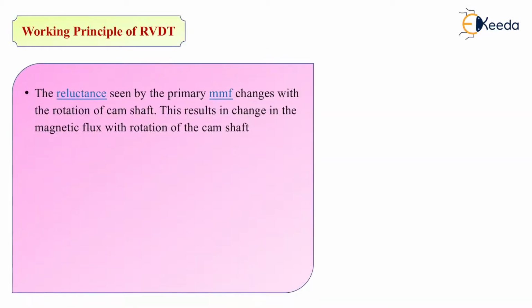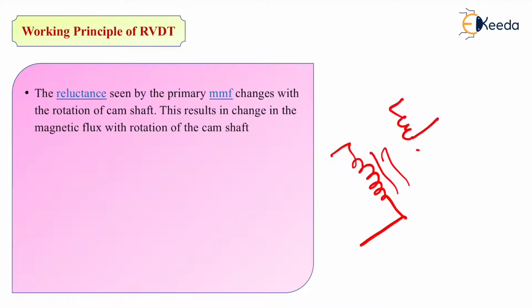Now let us see the working principle of RVDT. The reluctance seen by the primary MMF changes with the rotation of the camshaft. This results in changes in the magnetic flux with rotation of the camshaft. So the working principle of RVDT again depends upon mutual inductance. If there is a primary coil and secondary coils, the induced EMF is due to the EMF which is generated in the primary coil. So this results in changes in the magnetic flux with rotation of the camshaft.